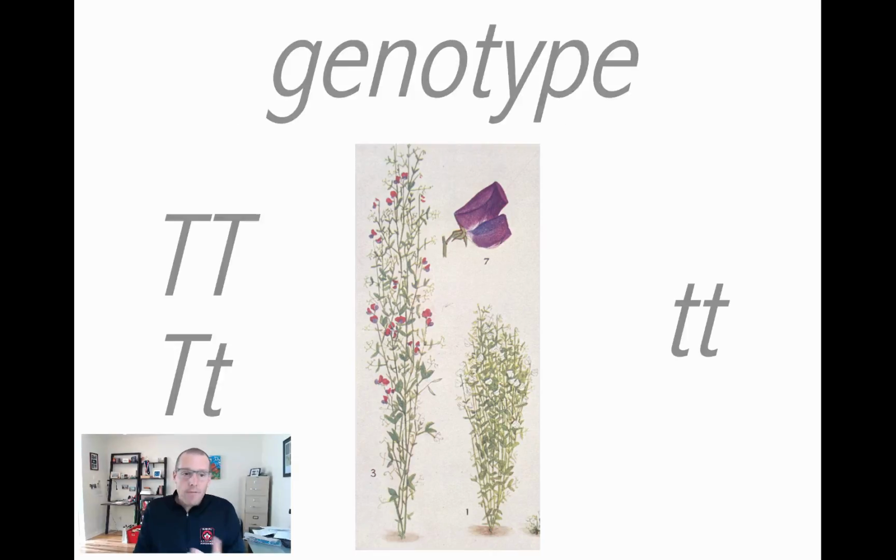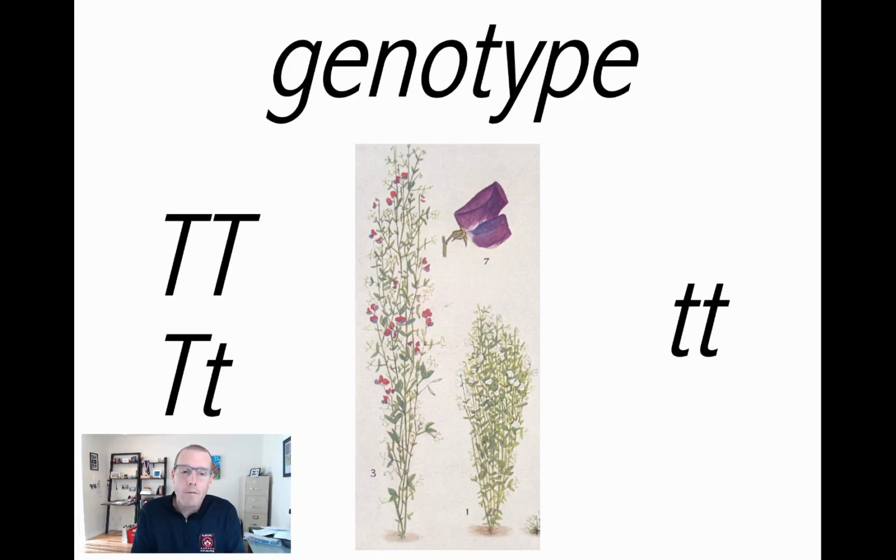Now, the phenotype is affected by two main variables, or two main things. The first thing is obviously the genotype. And so in the case of the pea plants here, the plant on the left is tall because, we know, it must have at least one big T. So the gene here is the gene which controls plant height.